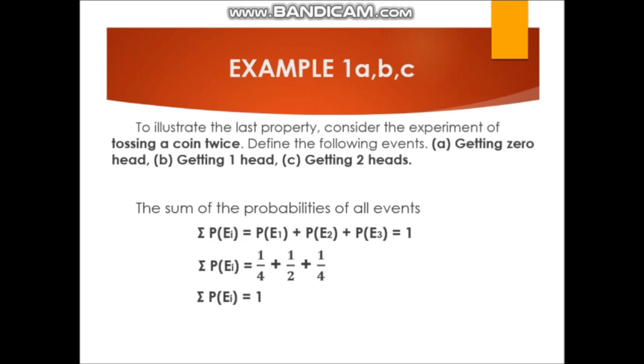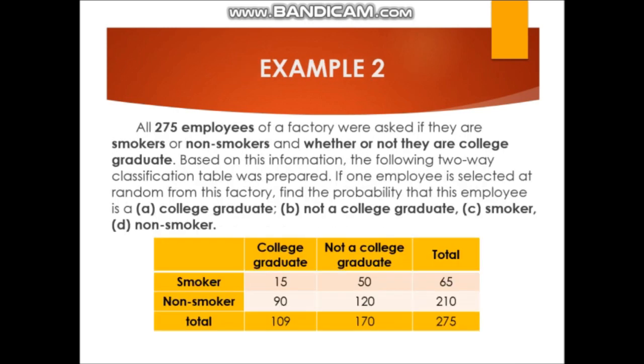Okay, let us proceed to the next example. We have all 275 employees of a factory who were asked if they are smokers or non-smokers and whether or not they are college graduates. Based on this information, the following two-way classification table was prepared. If one employee is selected at random from this factory, find the probability that this employee is a college graduate, not a college graduate, smoker, or non-smoker.